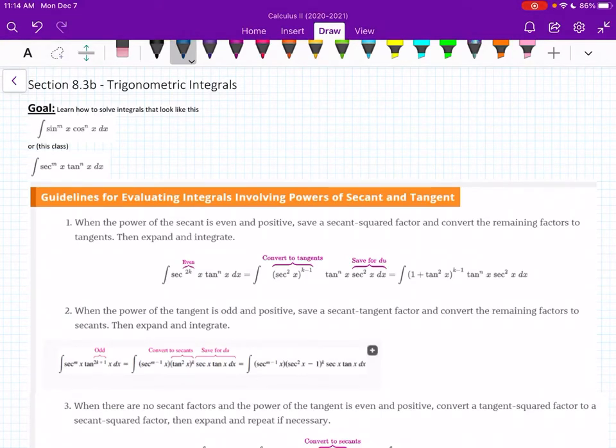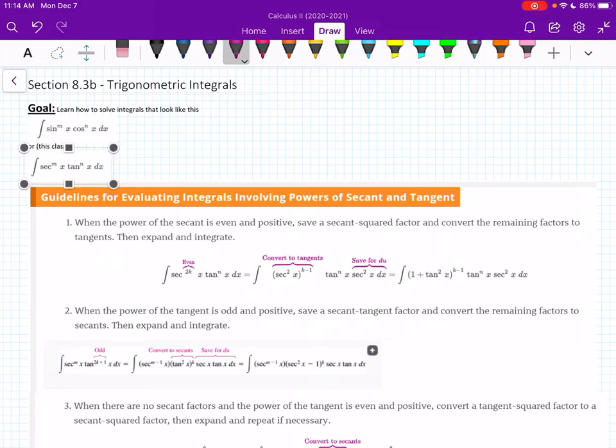Hello, in today's video we are finishing up our section on trigonometric integrals. Today we're going to learn how to solve integrals that are products of powers of secant and tangent. We're also going to do integrals that are products of sine and cosine where the inner function is not the same. It might be multiples of x or multiples of theta.